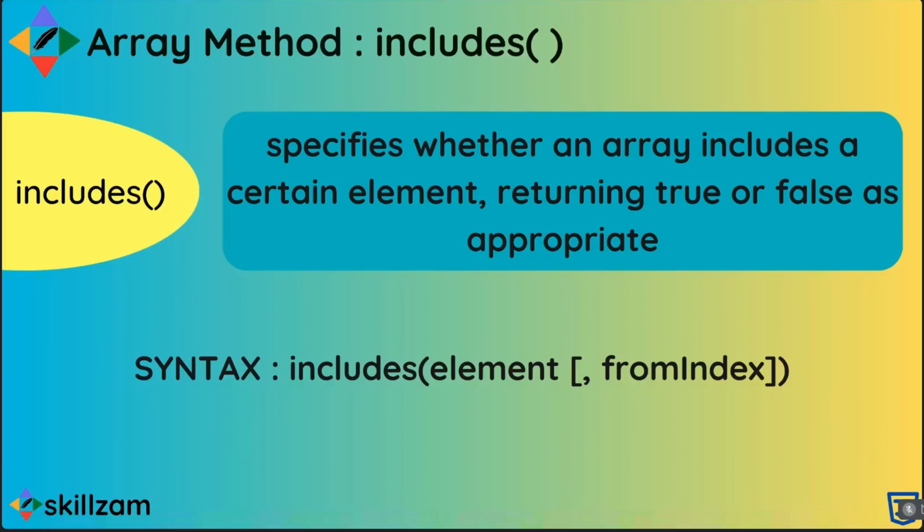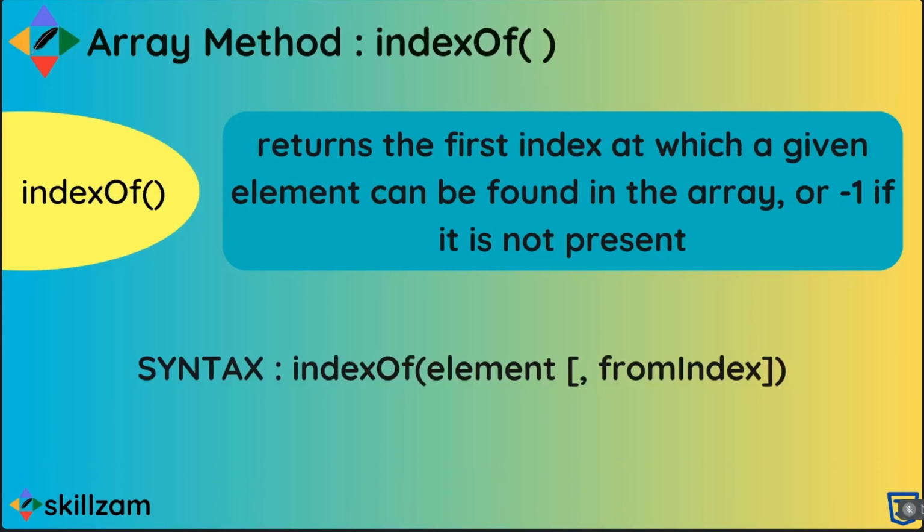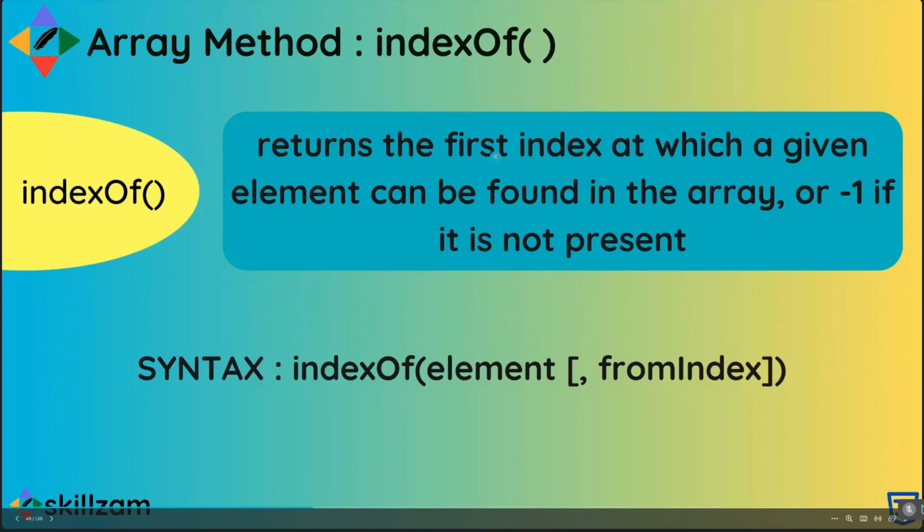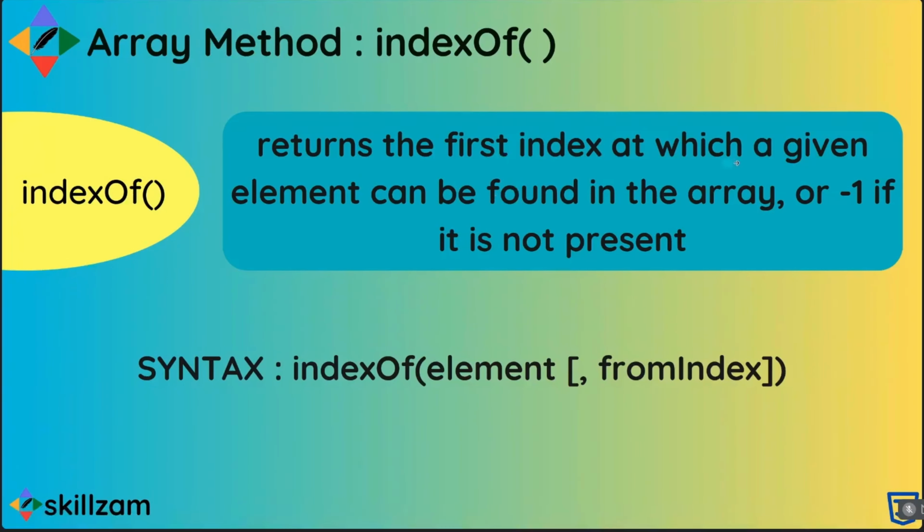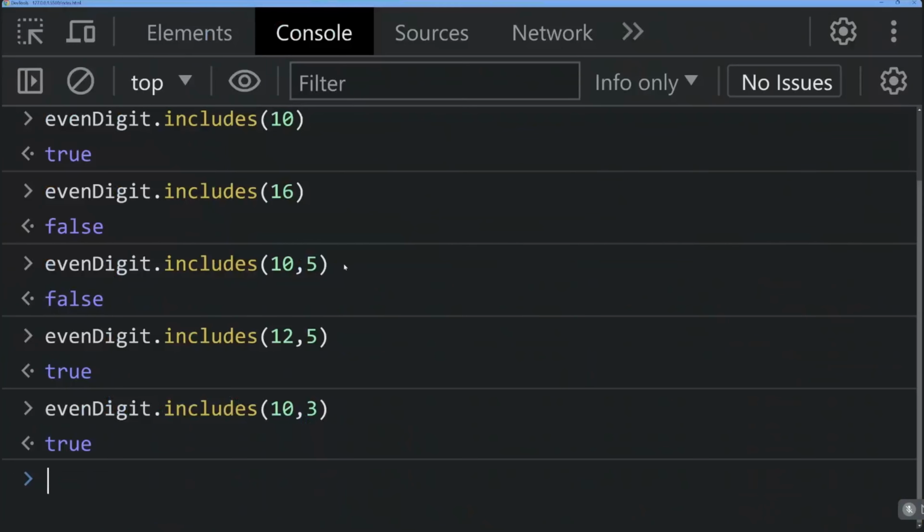All right. So let's go ahead and see the next method, which is indexOf. IndexOf, again, we saw the same indexOf in strings. It is the same functionality. What it says, it will return the first index at which a given element can be found in an array. If the element doesn't exist, then it will return -1. Okay, let's see that. Let me clear that.